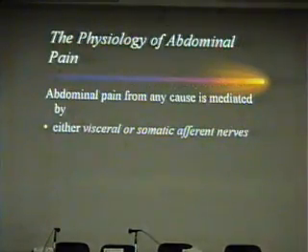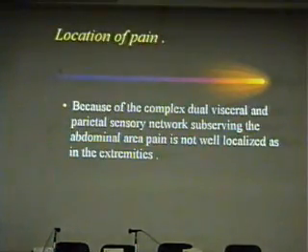Abdominal pain from any cause is mediated by either visceral or somatic afferent nerves, as we know. Because of the complex dual visceral and parietal sensory network subserving the abdominal area, pain is not well localized as in the extremities.